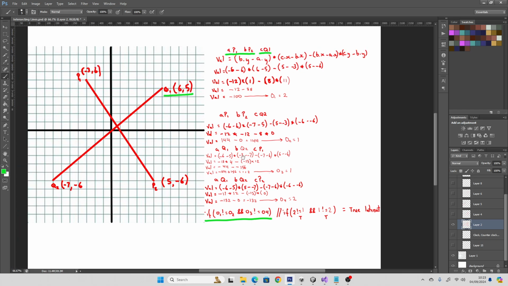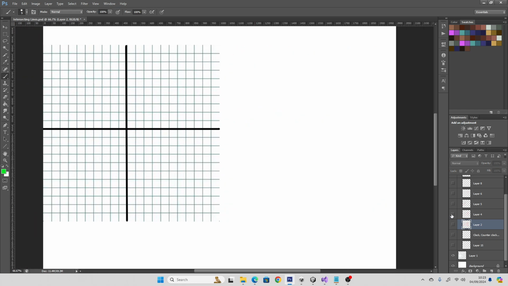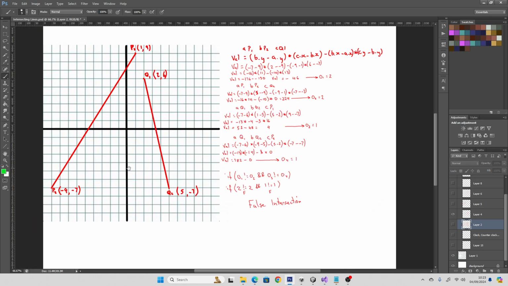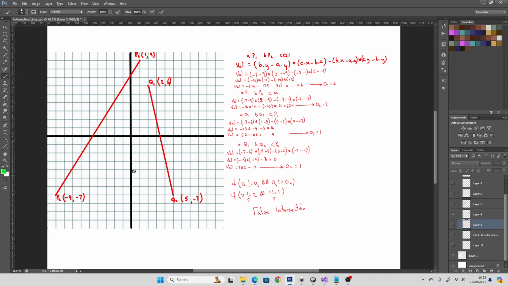What if it doesn't intersect? Let's look at these two lines here. And we've done all the equations before. We can look at these again. So we're looking at the line of P to Q1. So there's P and Q1, and then we're going to do P and Q2, then Q and P1, and Q and P2.